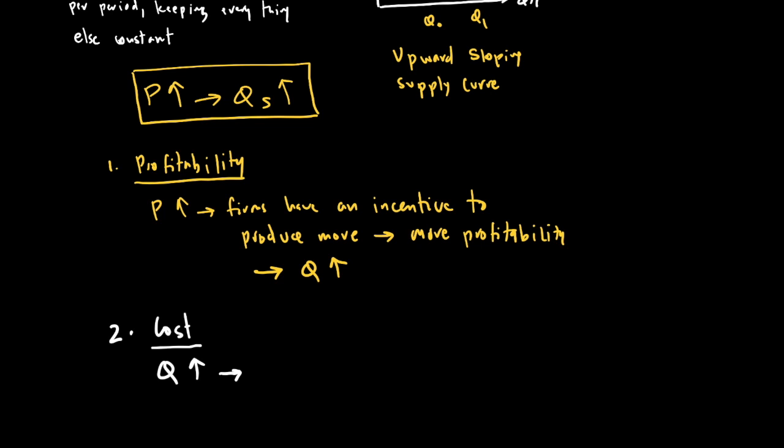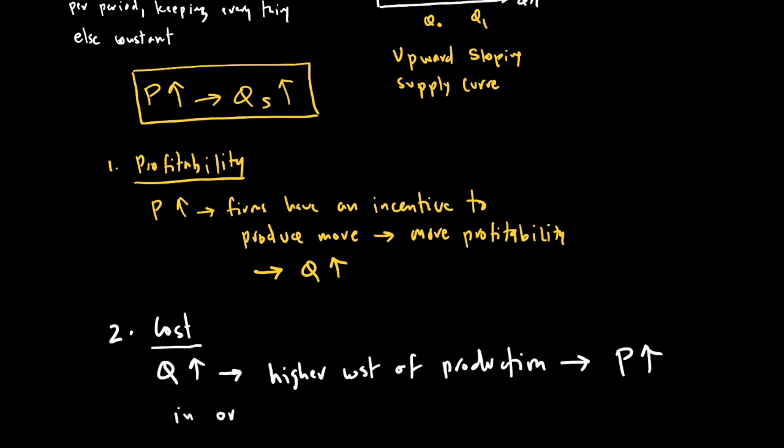And if the higher quantity leads to higher cost of production, then firms may need to increase price in order to maintain profitability. Because of this, they may need to increase price.